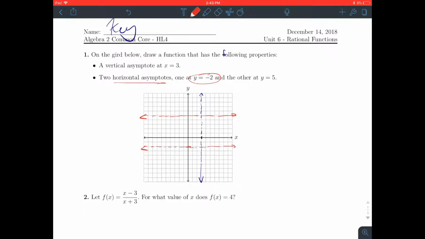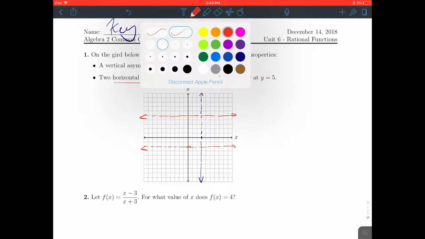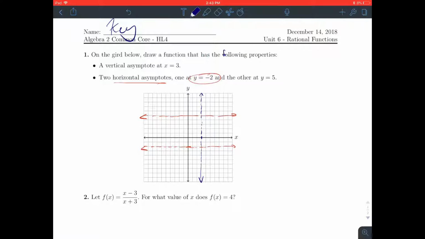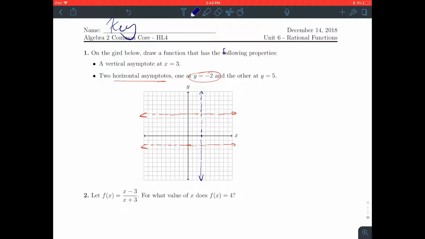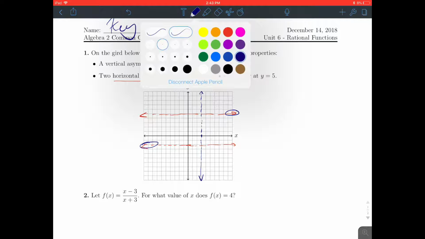All right, so now that we've got our asymptotes set up, we can draw our function in, and there's a number of correct possible answers, but probably even more incorrect answers. Because we're just given the asymptotes, we don't know the end behavior on either side. So maybe I'll make this the end behavior on the left side, and this the end behavior on the right side. So I'm going to sketch in green, I guess, the function.